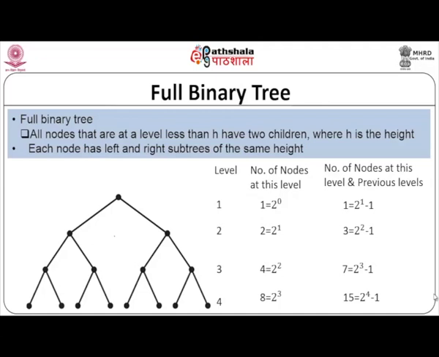There is no question of any other number. The number of nodes is fixed. Suppose you have only 3 levels, the number of nodes will be 1, 2, 3, 4, 5, 6, 7. If it is only 2 levels, it will be 3. If it is 3, it will be 7. If it is 4, it will be 15. So, this is a full binary tree.